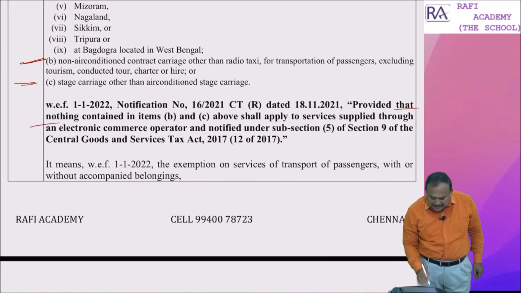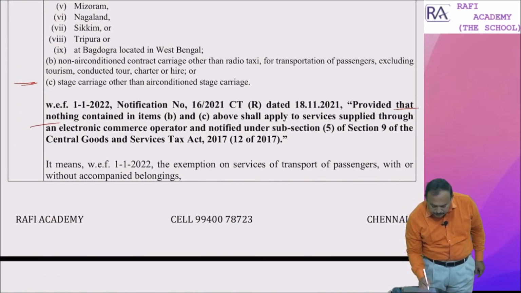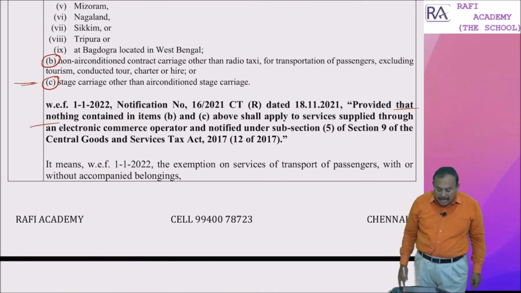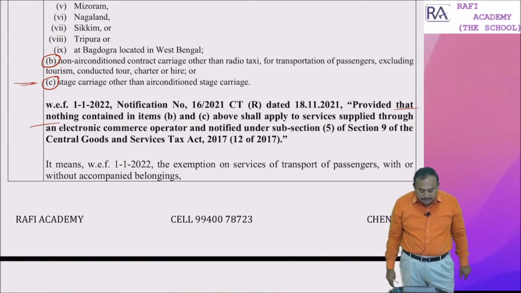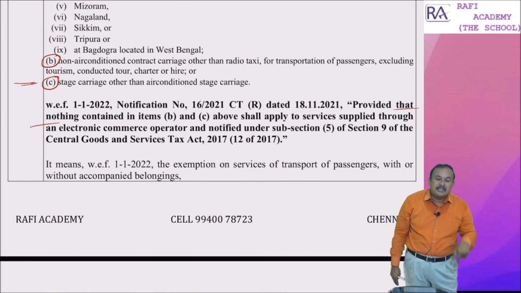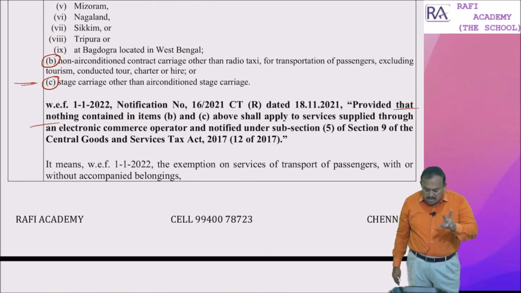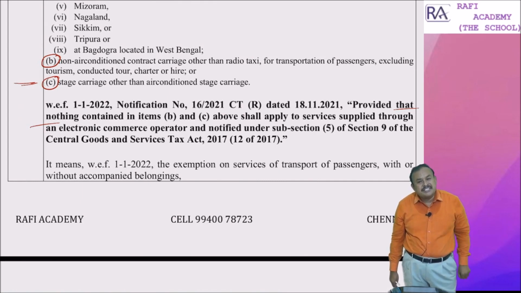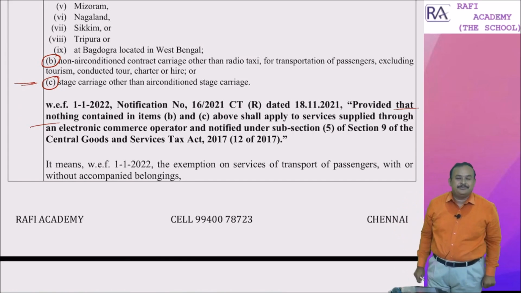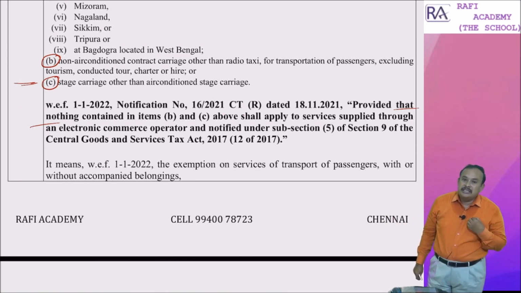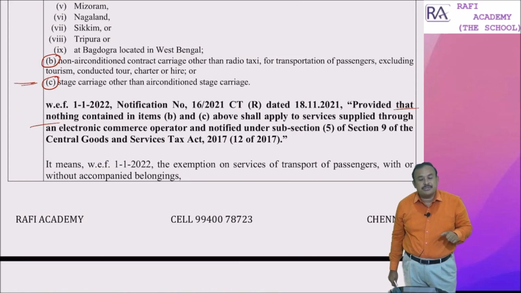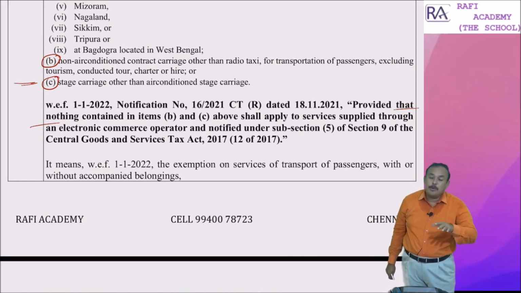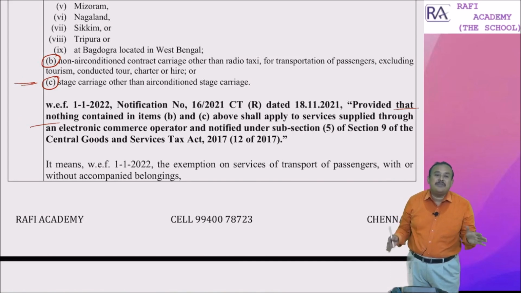provided that nothing contained in item number B and item number C above shall apply to services supplied through an electronic commerce operator, where such a service has been notified under section 9 subsection 5 of the CGST Act, where the e-commerce operator is liable to pay GST. So in that case, the stage carriage or contract carriage person who provides these services through an e-commerce operator for transportation of passengers is not qualified for exemption.